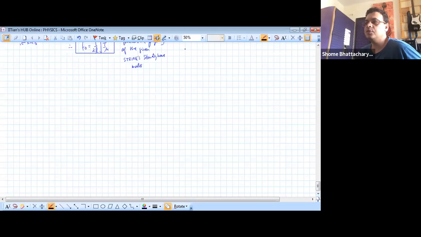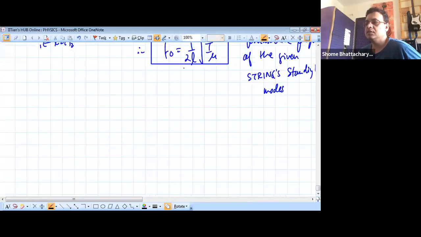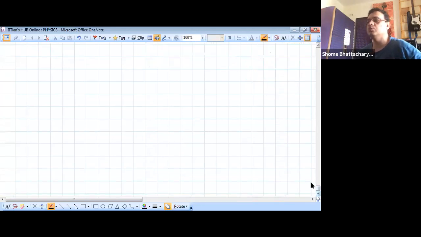Now, the fundamental mode is where the number of antinodes or nodes is minimum. The next lowest possible number of nodes and antinodes, when that happens, we call the mode of vibration the first overtone mode. The terminology is important here. The first overtone mode.